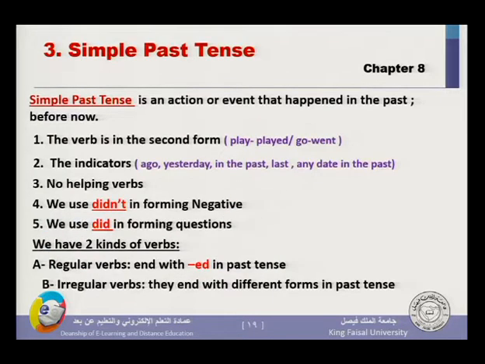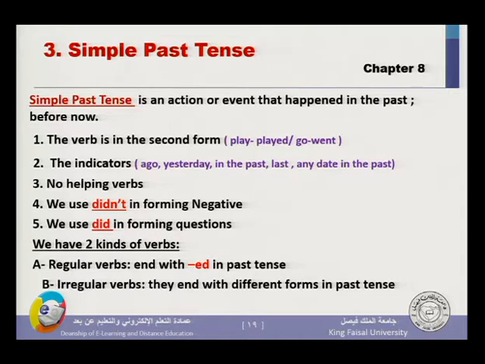As you know, we studied the present simple tense and the present progressive tense, right? Today we'll do the simple past tense. The simple past tense is an action or event that happened in the past. It's something in the past, before now. The verb is very simple and straightforward.